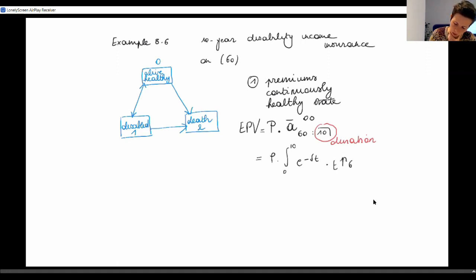And the probability, given that I started in state 0 at age 60, whenever I'm in state zero, in the time between time zero and time 10, whenever I'm in state zero again, I will pay these premiums. So that's the valuation formula that we just explained, applied here to the valuation of my continuous stream of premiums. Good. A second building block is then the EPV of the sickness benefit.